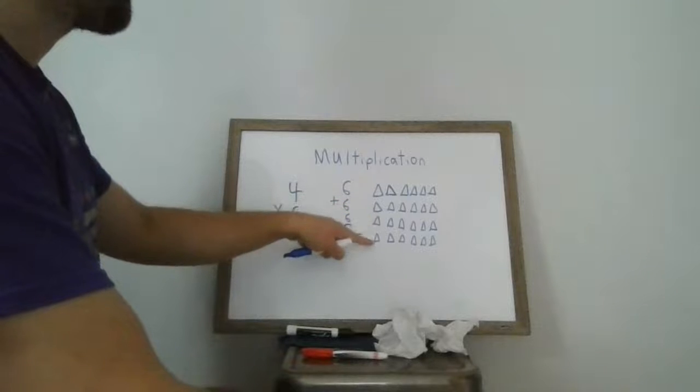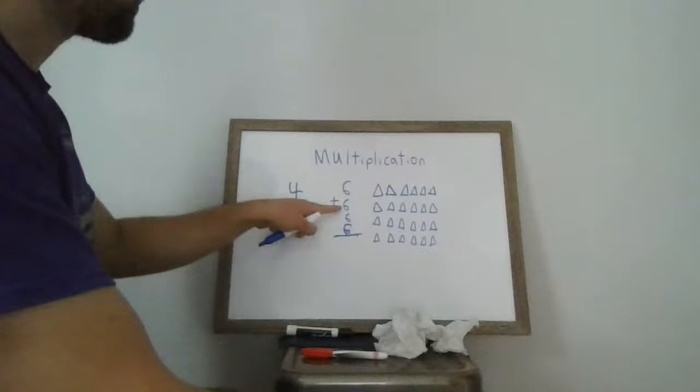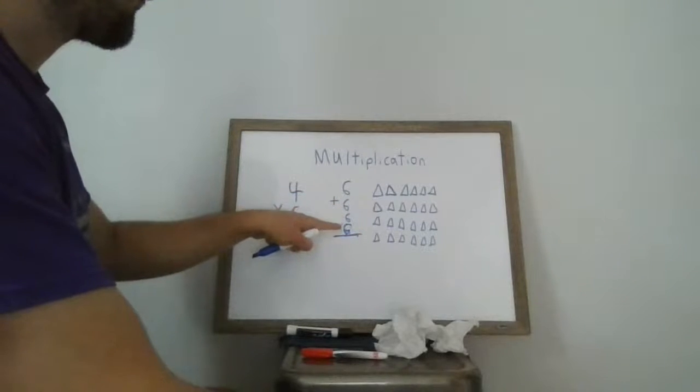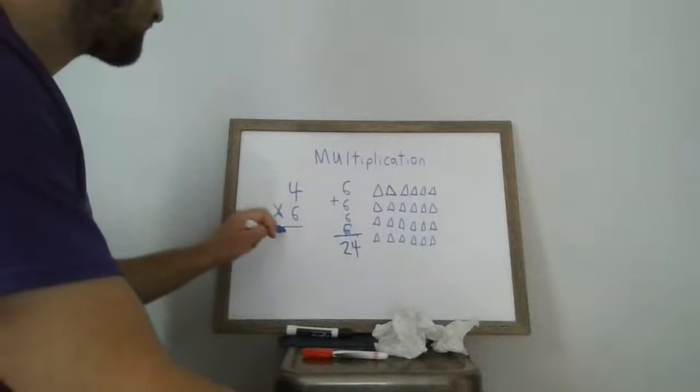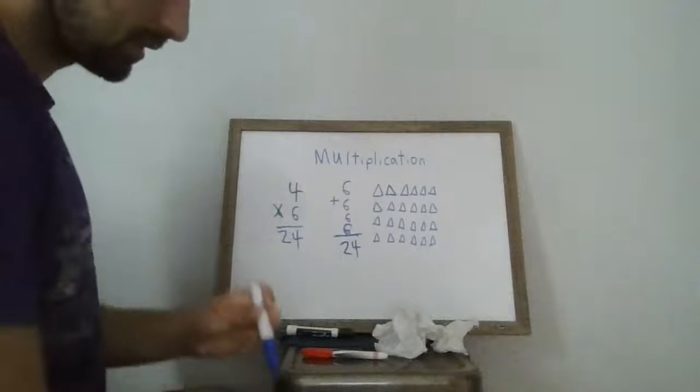Six, 12, 18, 24. 6 plus 6 equals 12. 12 plus 6 equals 18. 18 plus 6 equals 24. And 4 times 6 equals 24.